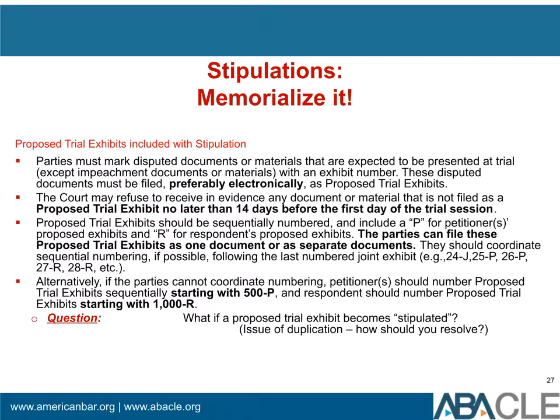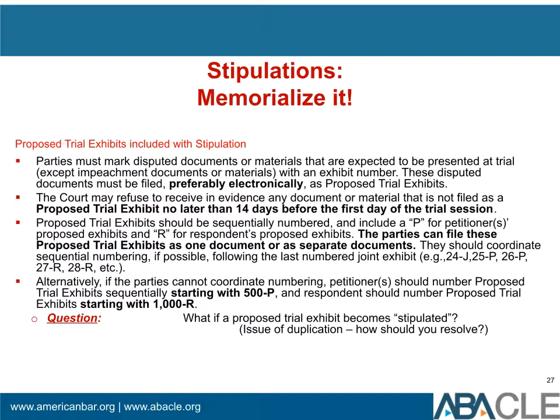We came up with a protocol. Why we started 500 for petitioners and 1,000 for respondent was some kind of best guess as to how many documents might have to be filed. But if you're filing a proposed trial exhibit, if you're a petitioner, you're going to start with 500-P, 501-P. Respondent is going to start with 1,000-R.